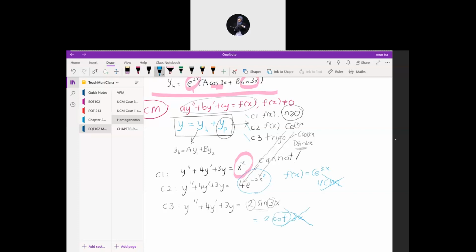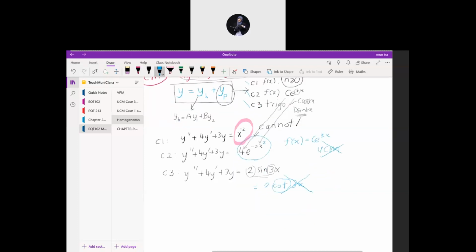Polynomial of degree n, C e^(kx), and trigonometric function sine and cosine. I want to ask you, if you have a y double prime plus b y prime plus c y equals to f(x), then your f(x) is x square natural log x. My question is, can you solve this equation by using UCM?